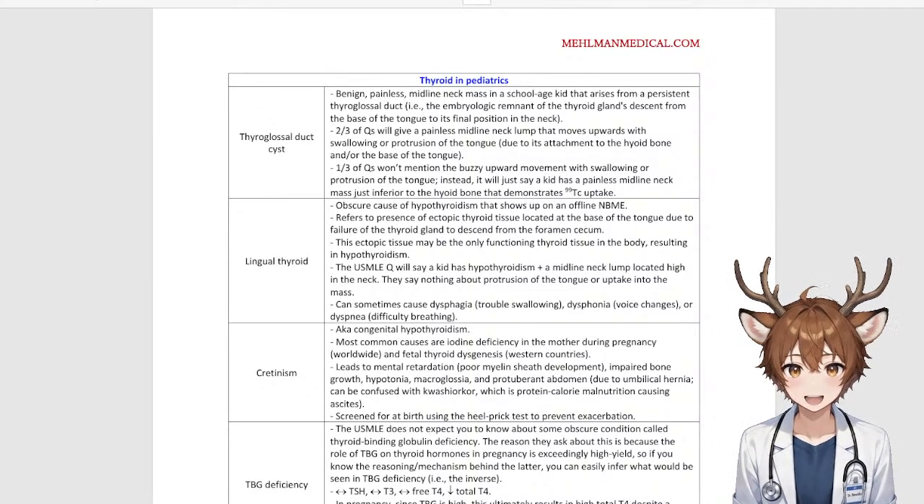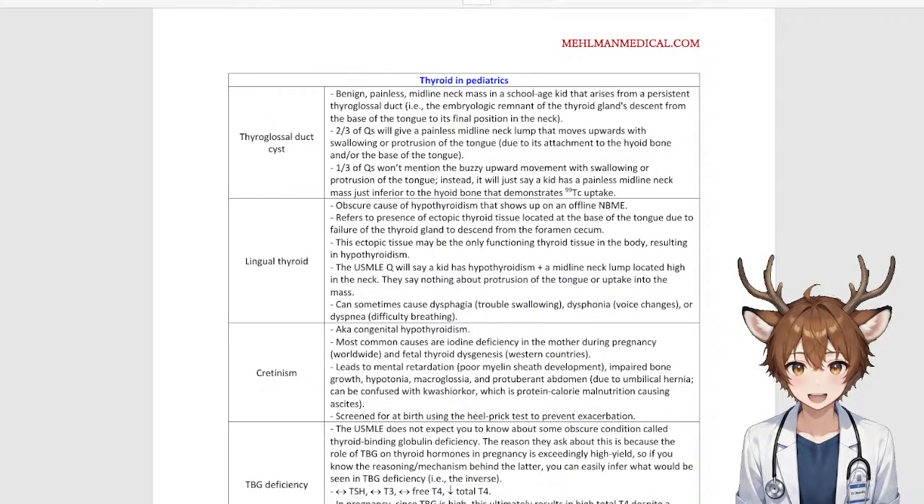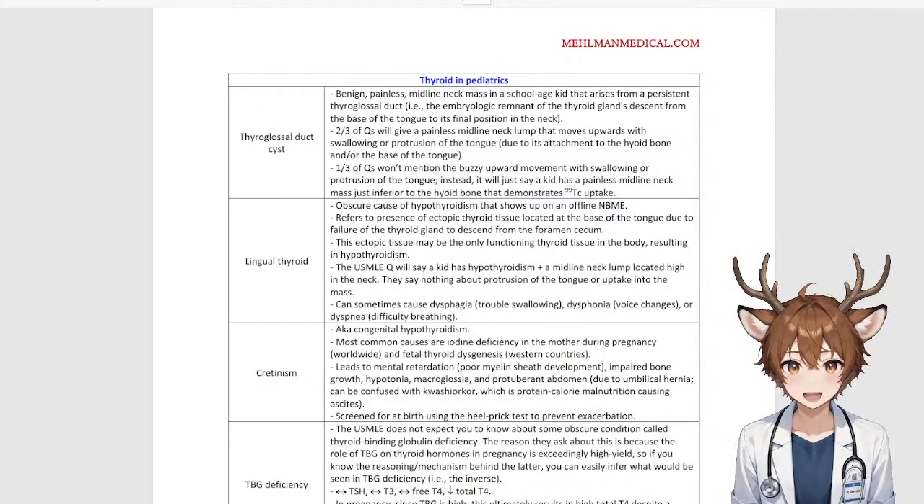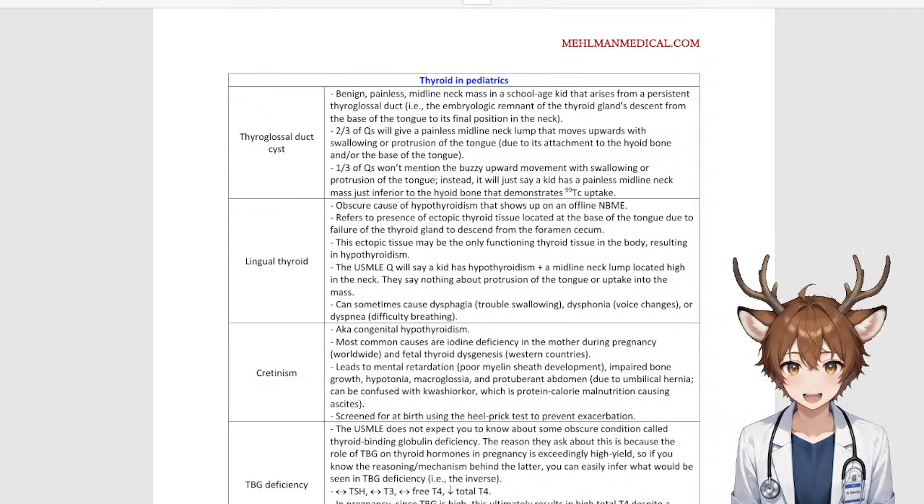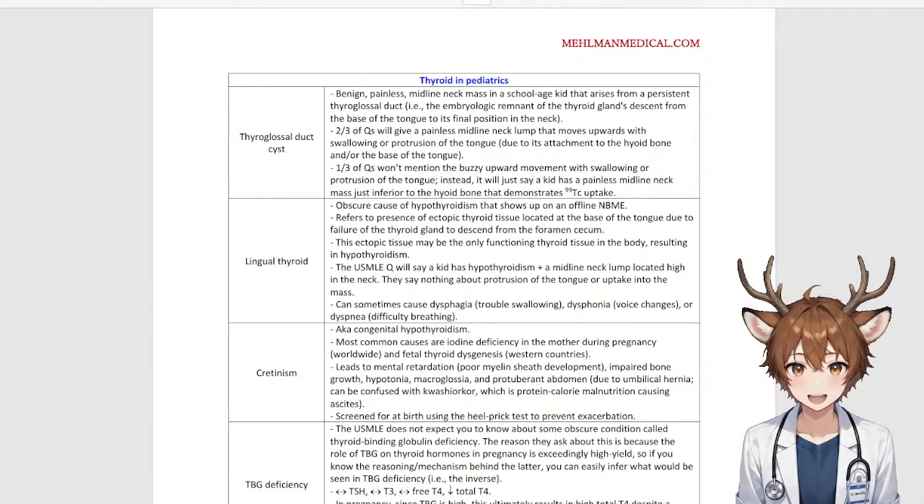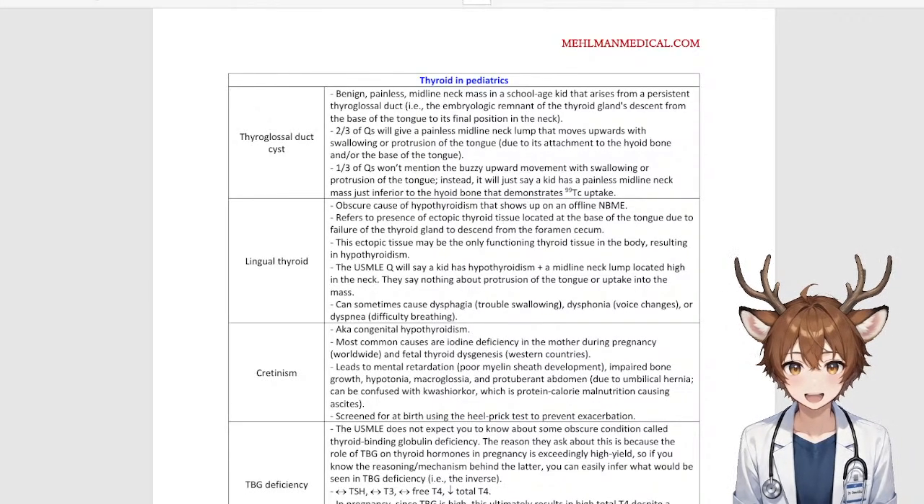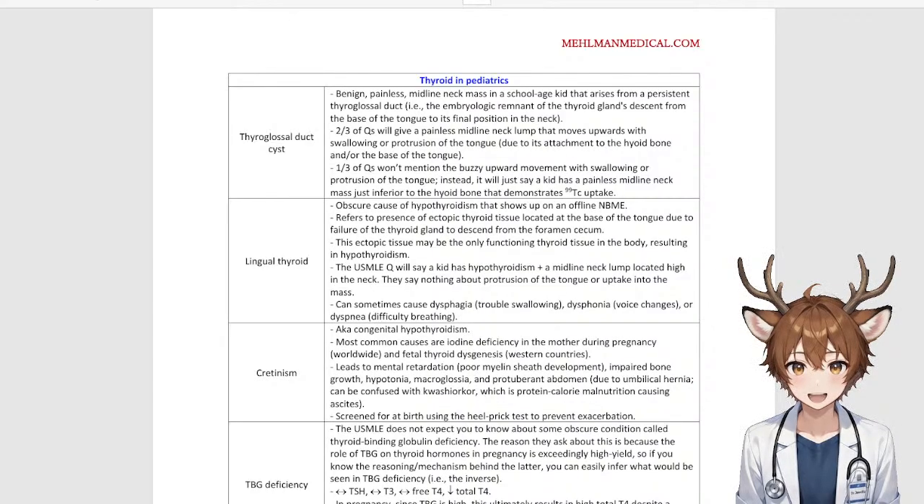What about cretinism? Now, you don't want to be calling people cretins here and there. That's not a wise decision. But there is a disease called cretinism, aka congenital hypothyroidism. Most common causes are iodine deficiency in the mother during pregnancy, worldwide, and fetal thyroid dysgenesis in Western countries.